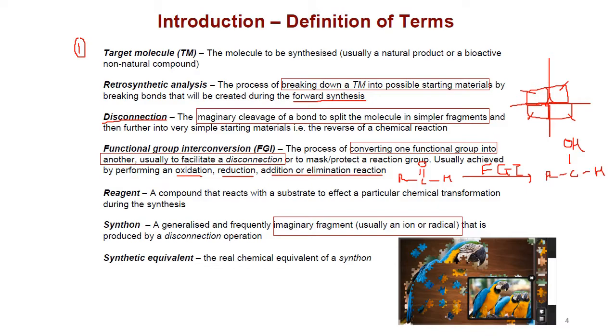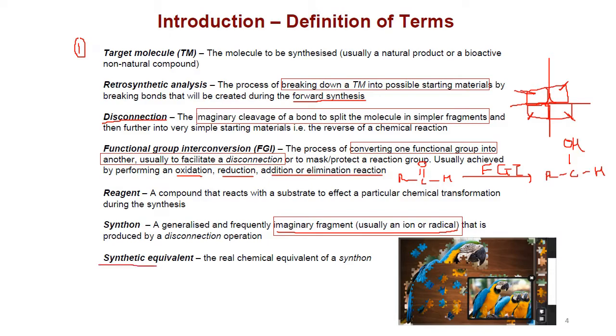Then another important term is what we call synthon. Synthon is a generalized and frequently imaginary fragment, usually an ion or radical, that is produced by a disconnection operation. Just now, when you have a disconnection like this, it gives you smaller fragments here. This smaller fragment is what we call a synthon.